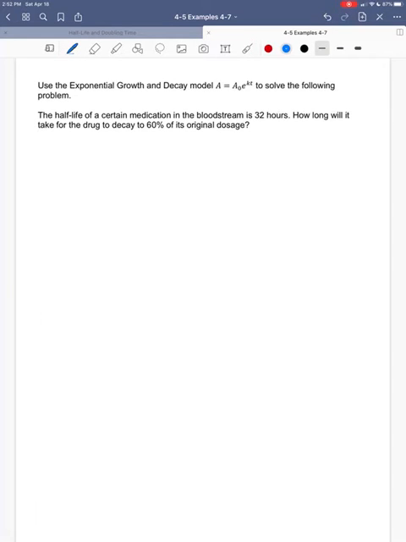One thing to keep in mind here, 60% of is times, and the original dosage is going to be A sub 0. So when I'm looking at this model here, I'm going to replace A with that 0.6 times A sub 0. Right? We want the amount that's in the bloodstream to be 60% of the original.